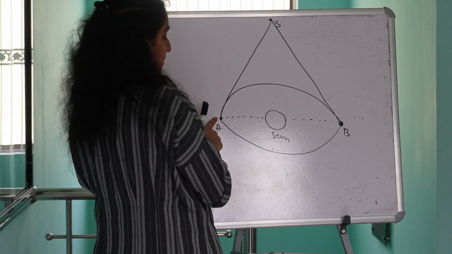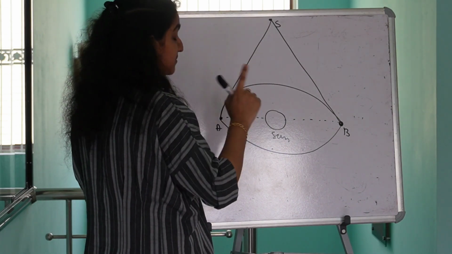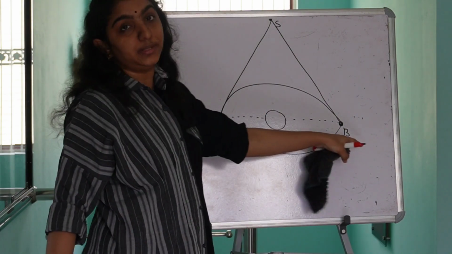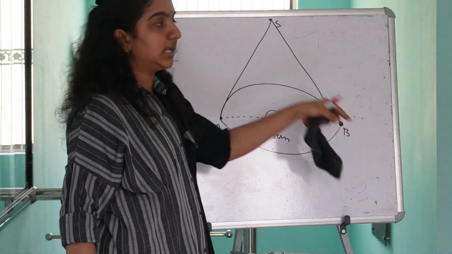I am viewing the star from point A first, and after 6 months I am viewing the same star at point B. Is it clear up to this?